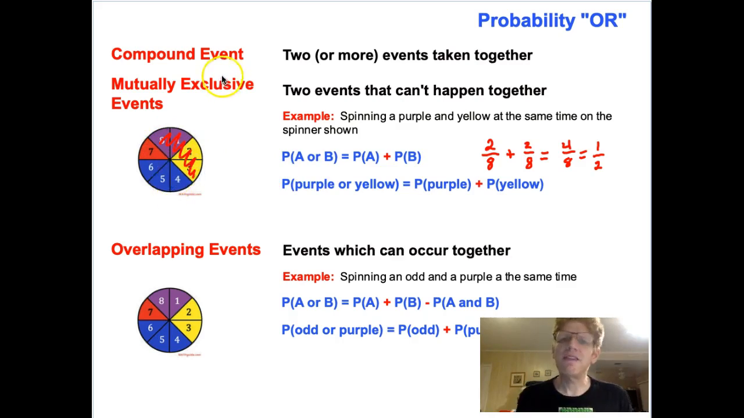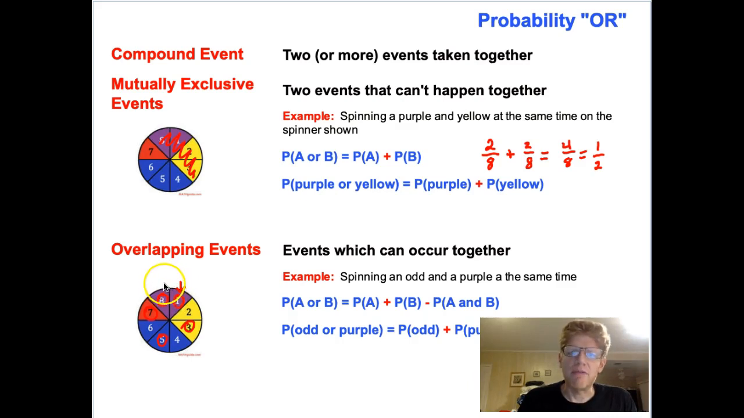Next kind of event we want to talk about are overlapping events. Overlapping events can occur together. An example would be spinning an odd and a purple at the same time. So if we look at our odd numbers, we have 1, 3, 5, and 7. Now, our purple numbers would be 8 and 1. So if we were to get both of those together, we would actually count this one twice. We could get those at the same time. So we could have purple and odd at the same time.